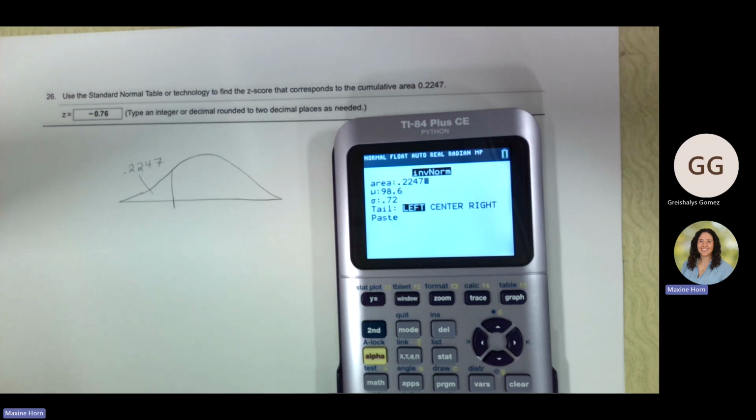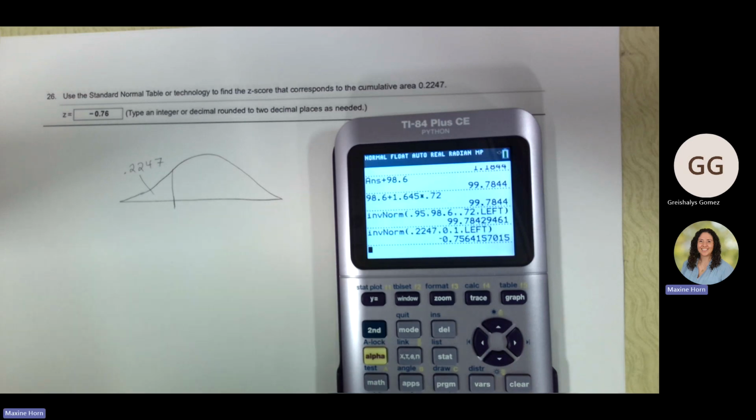Second vars, and then the third option is inverse norm. So the area to the left is 0.2247, but they didn't give me a mean or a standard deviation. So we're saying 0 and 1, right? You always got to remember that. The standard normal curve is a mean of 0 and a standard deviation of 1. And then we paste, and we're getting, again, you round to 2 decimals, and we get negative 0.75.